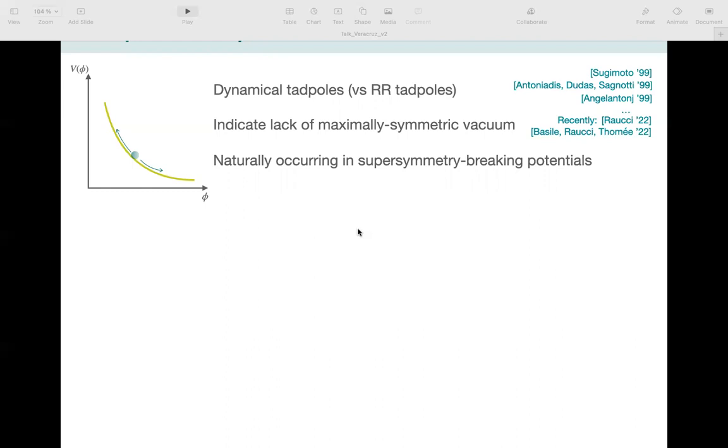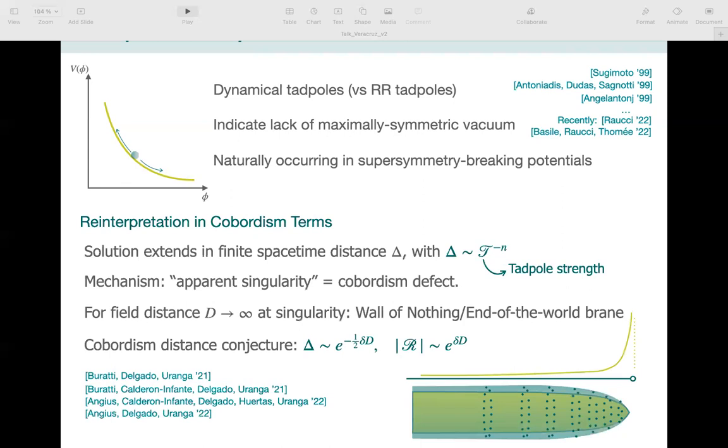examples. And the idea is that, contrary to the usual tadpoles, these are not indicating some kind of fundamental inconsistency of the theory, but they are just saying that there is no maximally symmetric solution, that would be the extreme one, and you need to look for a solution with a lower degree of symmetry. And now this has been reinterpreted in terms of cobordism by the Madrid group.